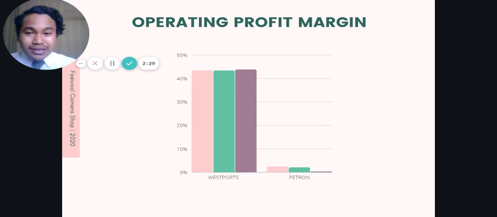Lastly, operating profit margin. Operating profit margin indicates how well the company is able to manage every single cost related to their operation, where a higher ratio is good because it shows they are better able to manage the costs. The costs that are not included in the operating profit margin are tax and interest. As you can see from the graph, Westport has a higher ratio compared to Petron. So it shows that Westport is able to manage every single cost well in the three different years, which allowed them to gain more profit compared to Petron. So it is a good thing for Westport, but a bad thing for Petron.